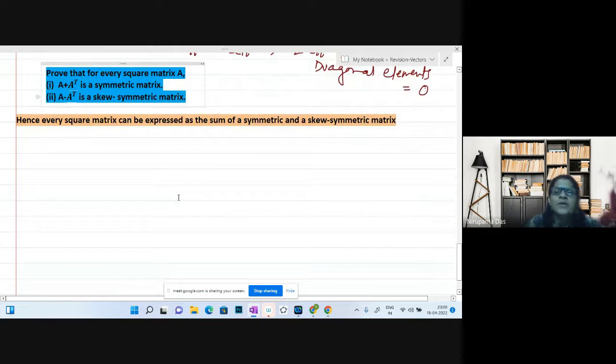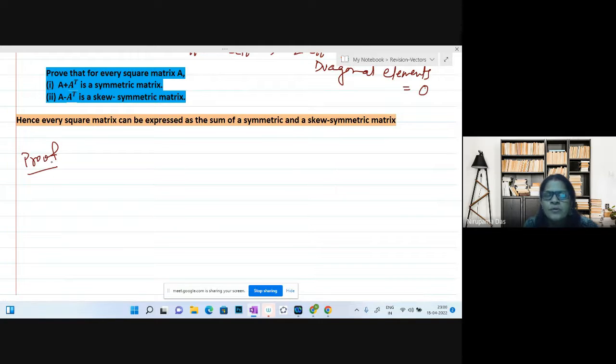Okay, for every square matrix, we have to prove it in general. So whenever you have to prove any matrix is a symmetric matrix, what should you do? You have to take the transpose of the matrix equal to the matrix itself, right? So when we have to prove A plus A transpose is symmetric, it means the transpose of A plus A transpose is equal to A plus A transpose.